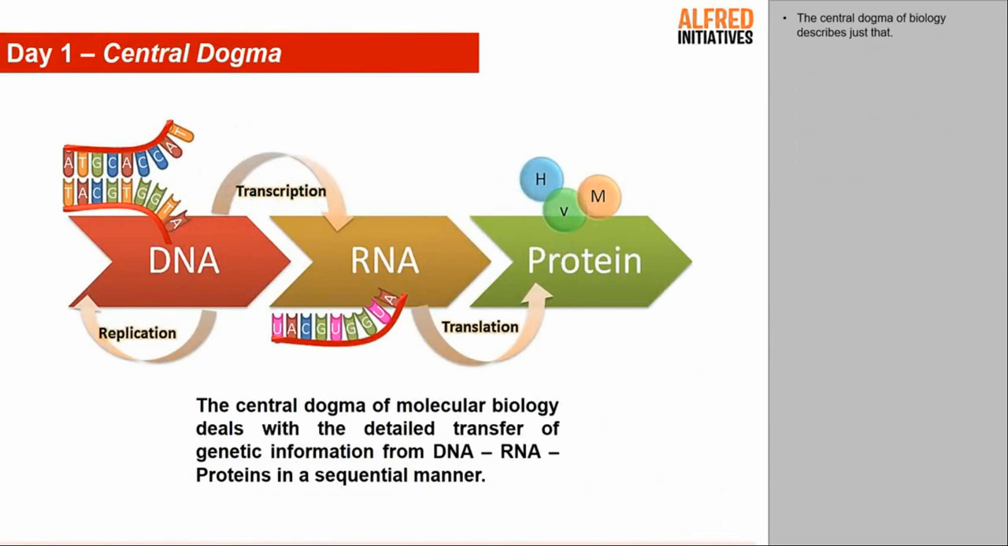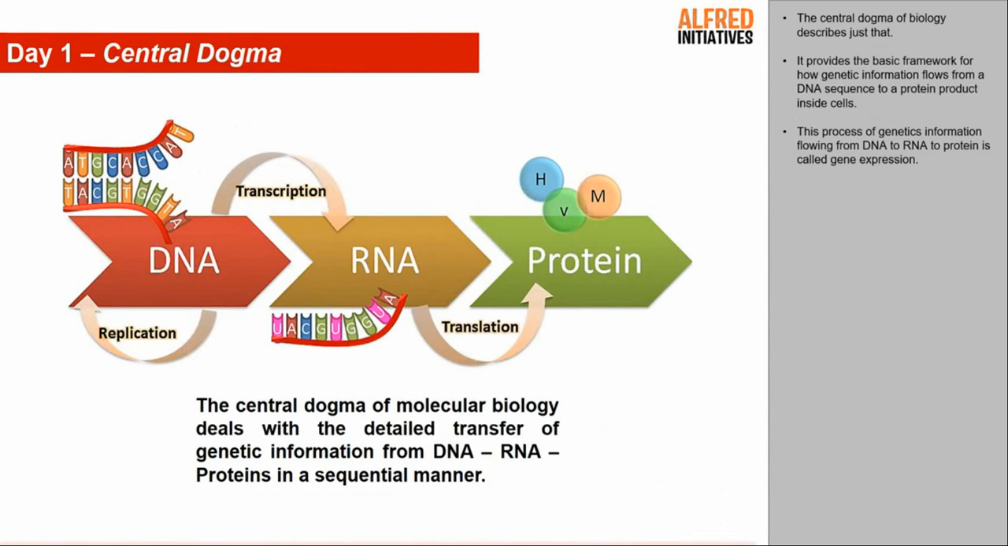So, the central dogma of biology describes just that. It provides a basic framework for how genetic information flows from the DNA sequence to a protein product inside cells. This process of genetic information flowing from DNA to RNA to protein is called gene expression.